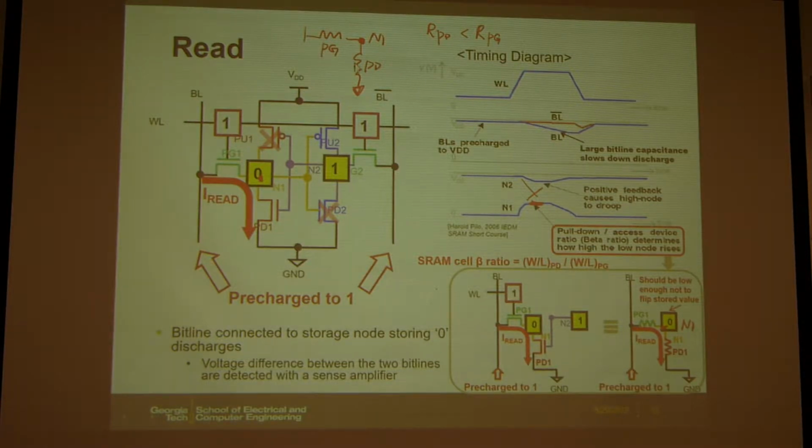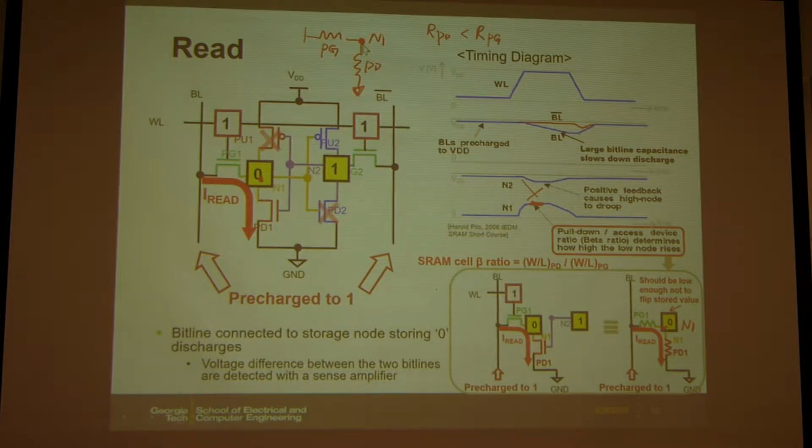Here, the idea is that during the read operation, you don't want the data to be disturbed. That means you want to maintain the zero state after the read operation. That means N1 needs to be 0 after the read operation. But during the read operation, the N1's voltage potential actually is raised up a little bit due to this voltage divider effect. Right? You see here the current is flowing through the PG and PD. So this N1 node voltage must be larger than the ground. So this is a very critical point.